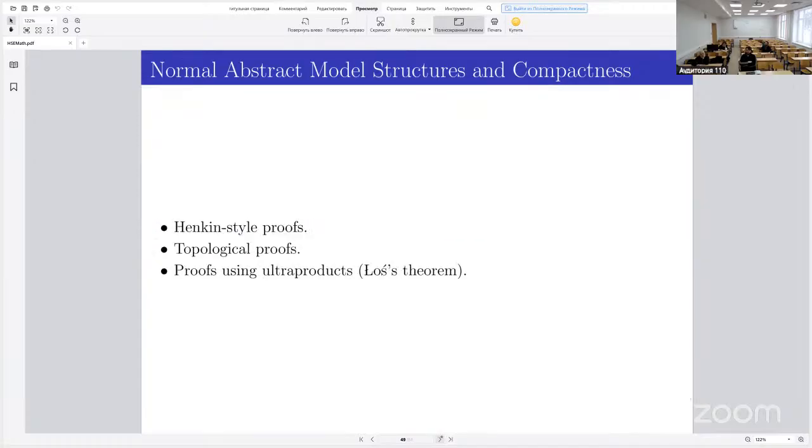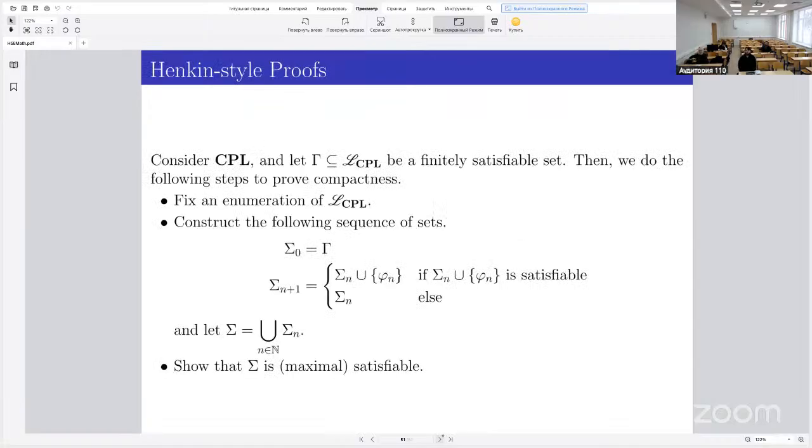Now we go into the different groups of compactness theorem. First, we discuss the Henkin-style, then topological, and then proofs using ultraproducts, which essentially boils down to the Łoś theorem. I'll very quickly go through the structure of the Henkin-style proofs. Consider CPL, classical propositional logic, and take a finitely satisfiable subset gamma. The traditional presentation does this: you fix an enumeration of the formulas, and then construct a sequence of sets. You start with gamma as your initial set, and define sigma n plus 1 as sigma n union phi if this is satisfiable, otherwise you keep it as it is. Then you take the union of these. The final step is to show that sigma is maximal satisfiable.